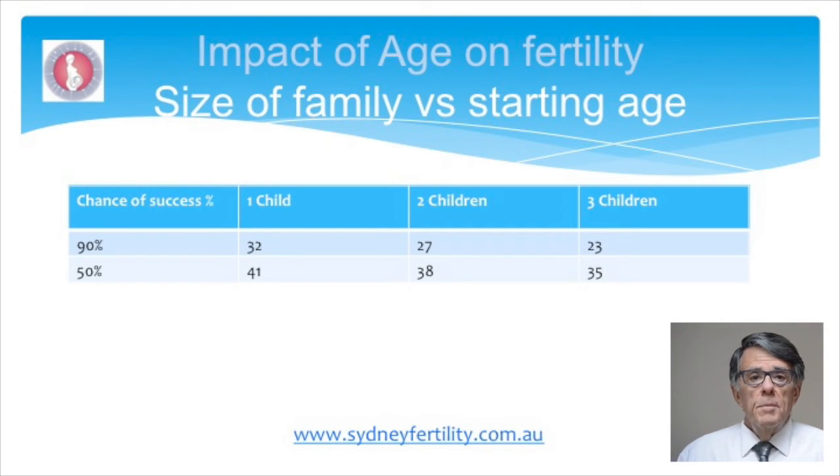If we look at a 50% chance of success, then to have one child, the latest you should be starting is 41, for 2 children 38, and for 3 children 35. And therefore, I'm sure you've realized how significant age is.